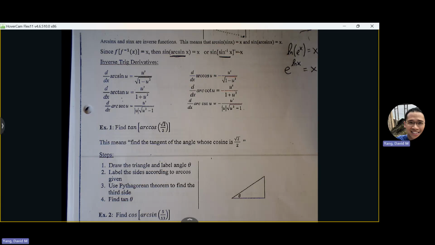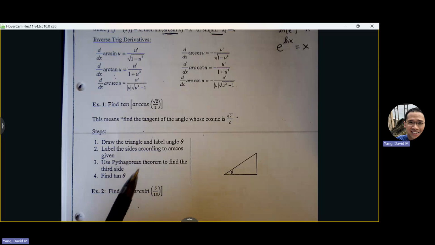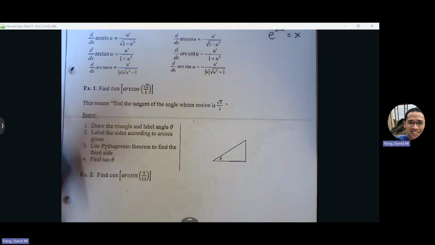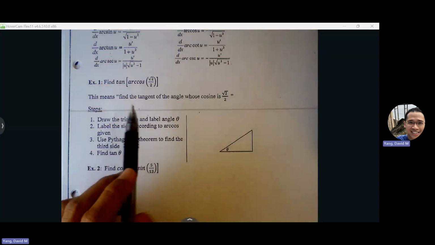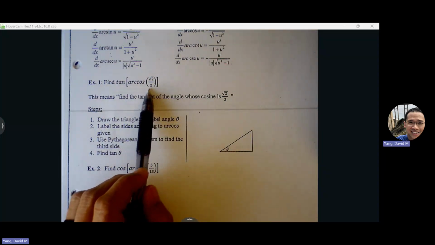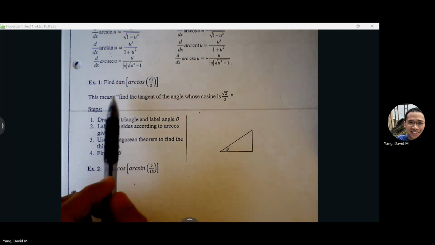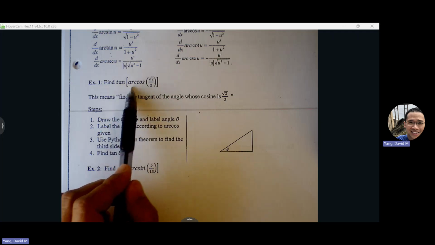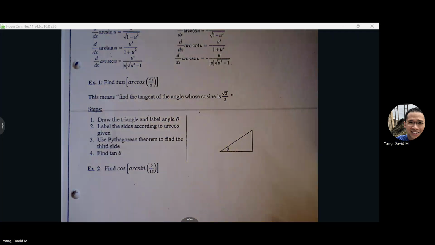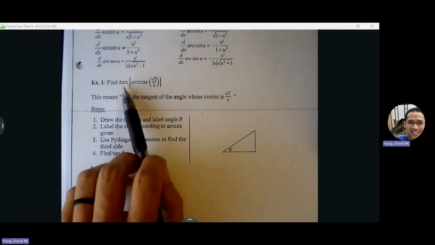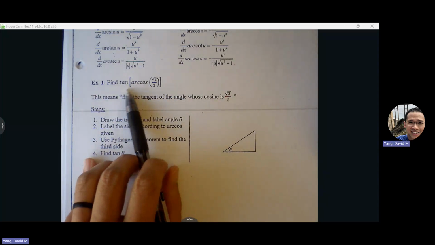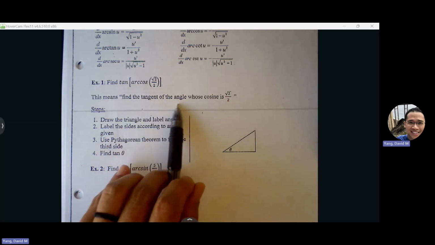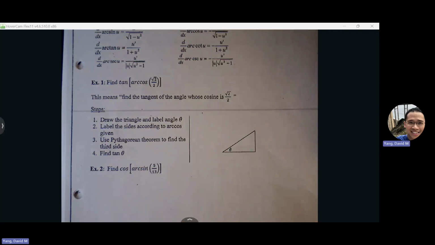Before we get to the calculus, we're going to review some algebra 2 and precalculus topics here: being able to evaluate something that is in the form of a trig function with an arc trig inside of it. So let's look at some of these examples. Number 1 says find the tangent of arccosine of root 2 over 2. So what that means is that we want to find the tangent of the angle whose cosine is root 2 over 2.